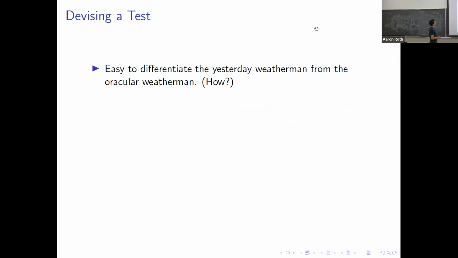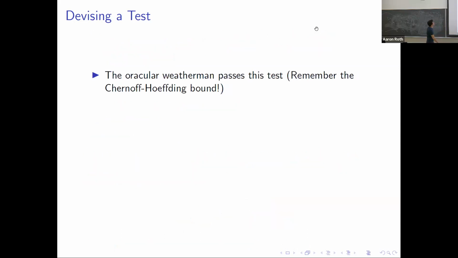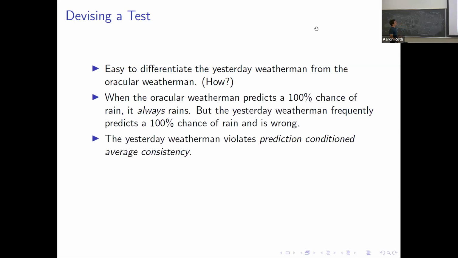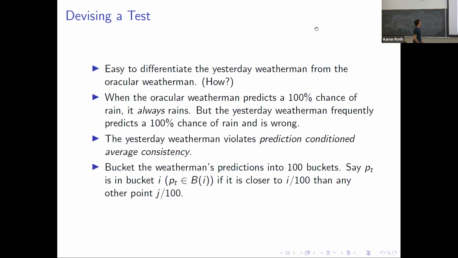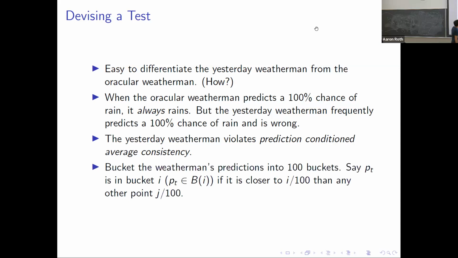Okay, so in comparison to average consistency, this simple test, let's call this new test that checks that he's unbiased conditional on his own prediction prediction conditioned average consistency. We're just going to condition on his own prediction.